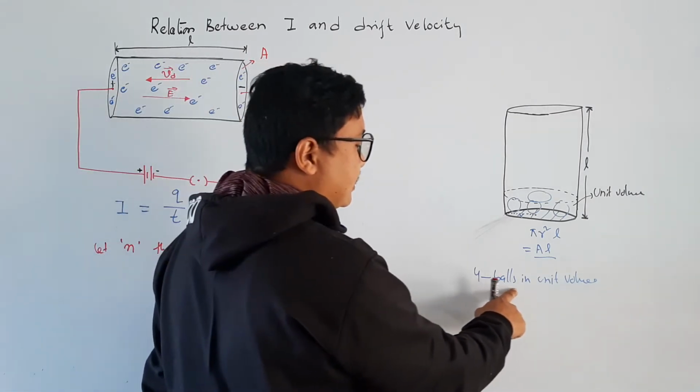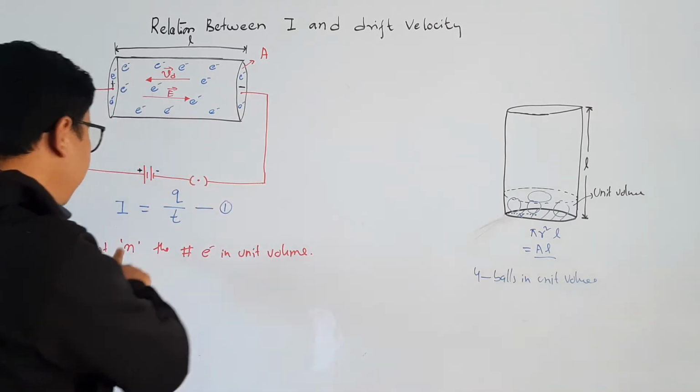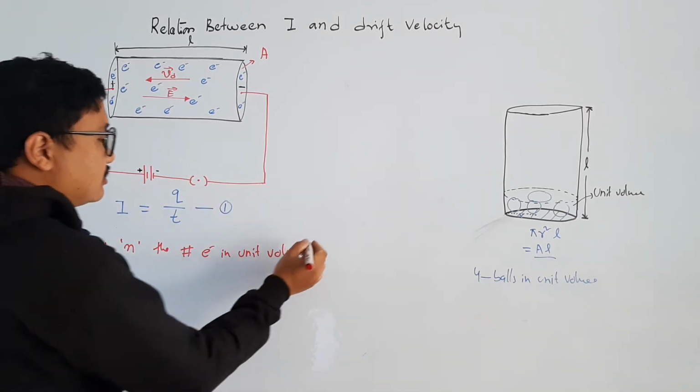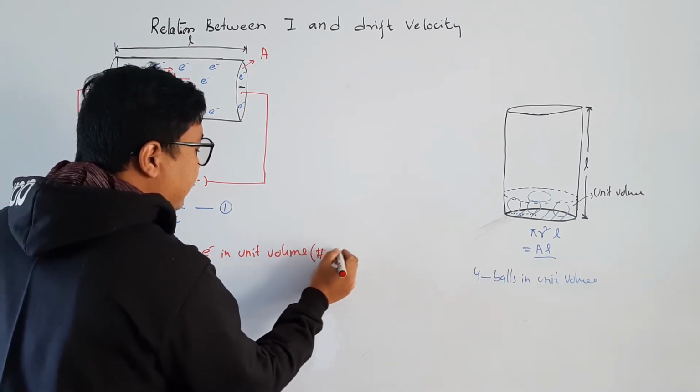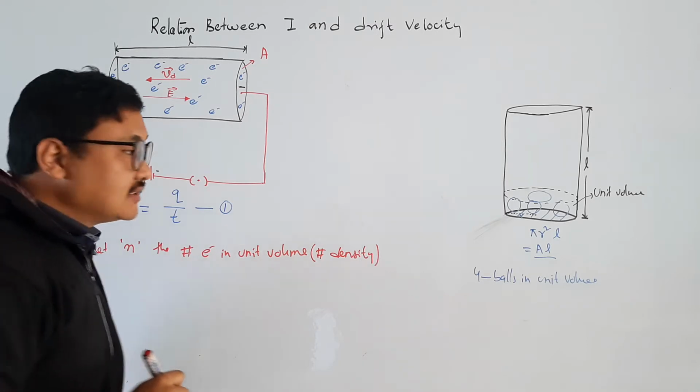How many balls are there? 4 balls in the unit volume. How many electrons are there? N electrons in the unit volume, which is also called the number density.